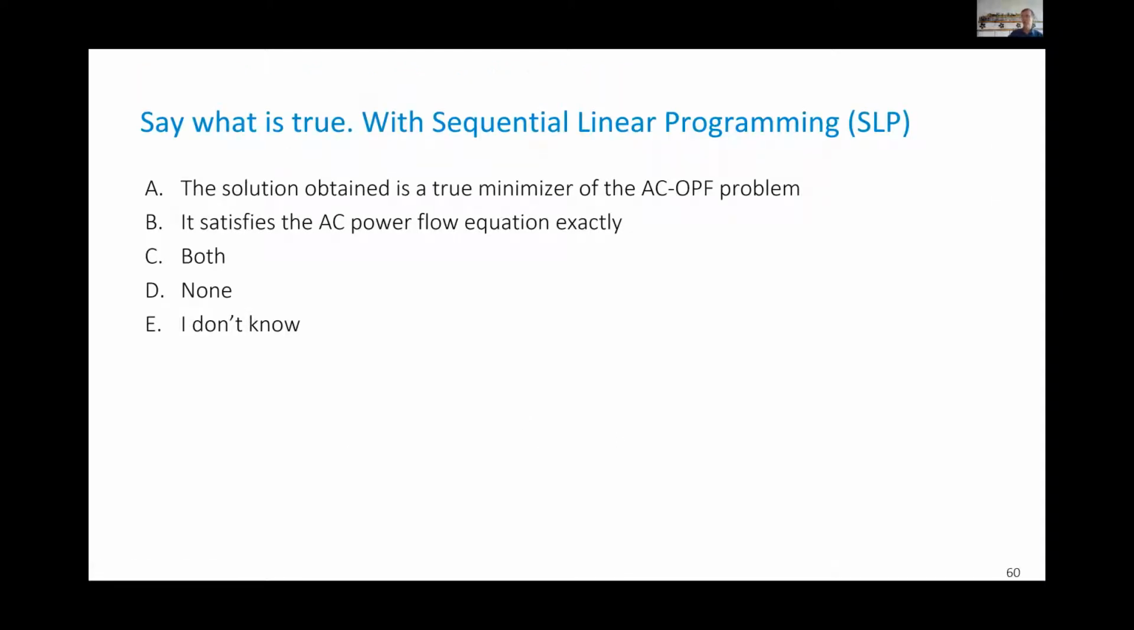Voila, a quick recap. First question, two statements, which of them are true?